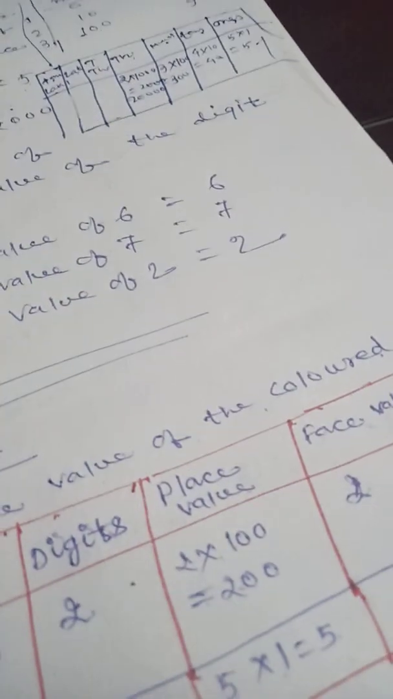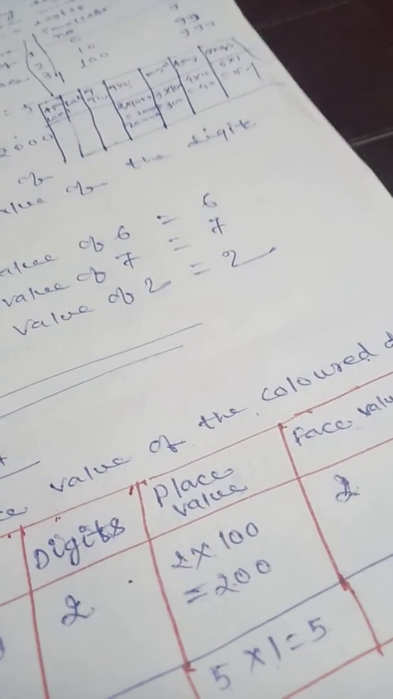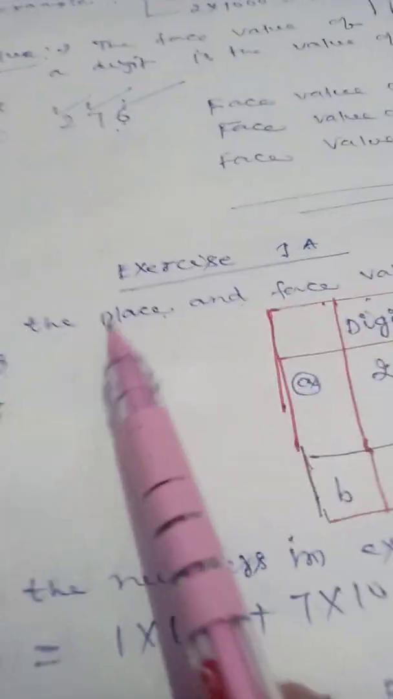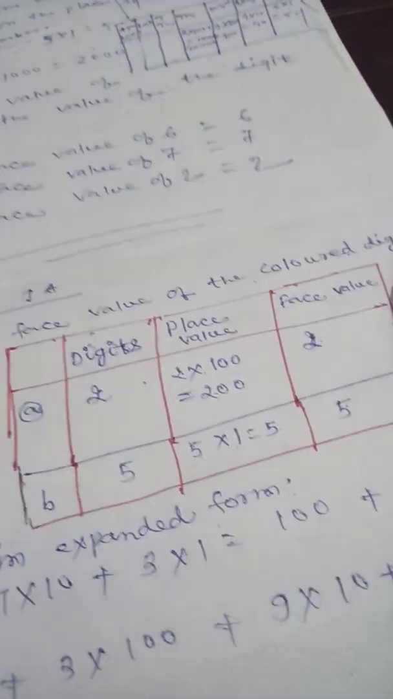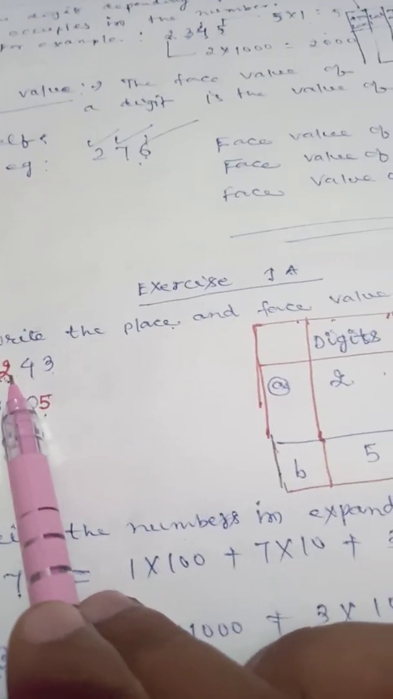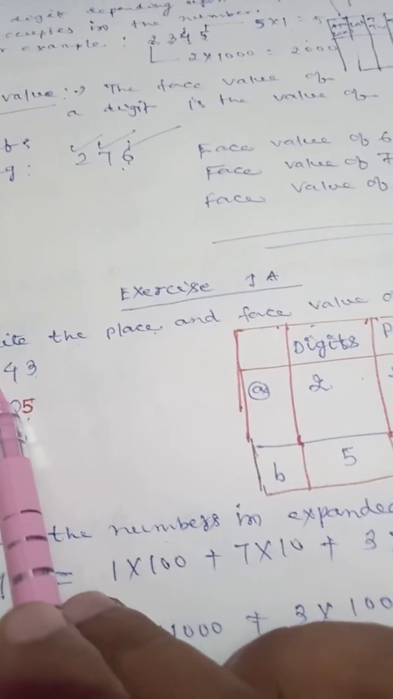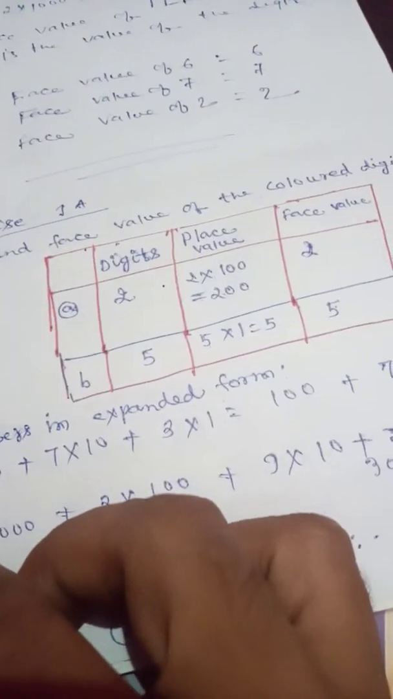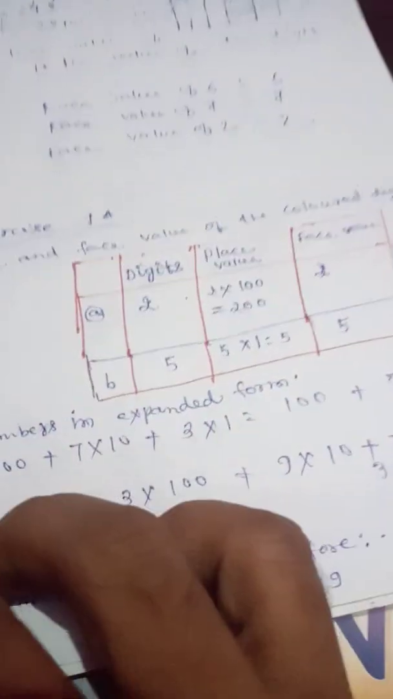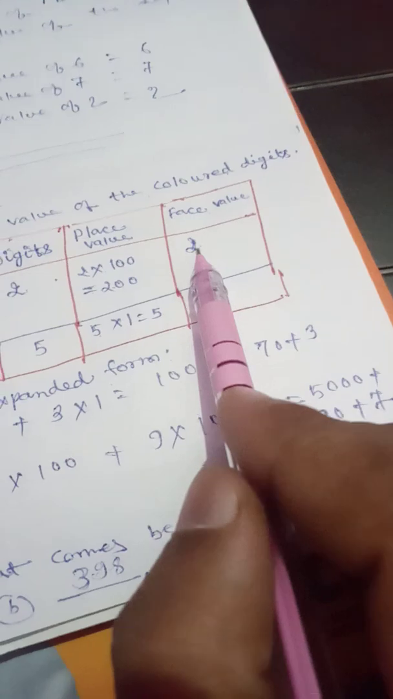Now we are going to solve some questions of the exercise. First, A. Write the place value and face value of the colored digits. As we know that 2 is the colored digit here, the place value of 2 is 2 into 100, which is equal to 200, because 2 is at the hundreds place. Now face value: the face value of 2 is 2.